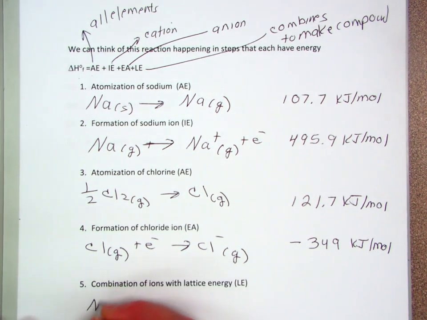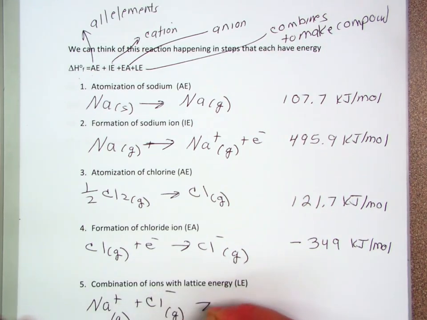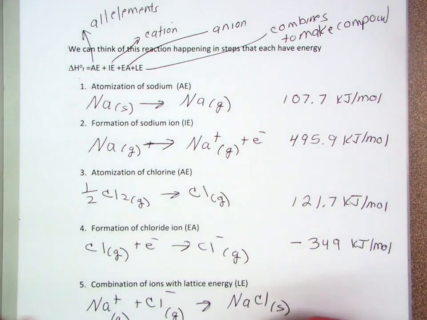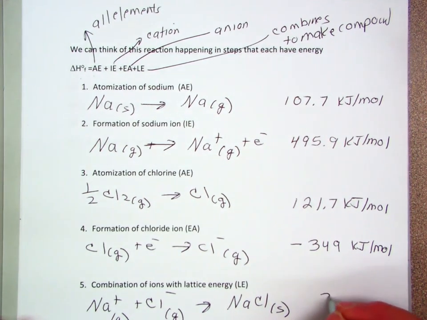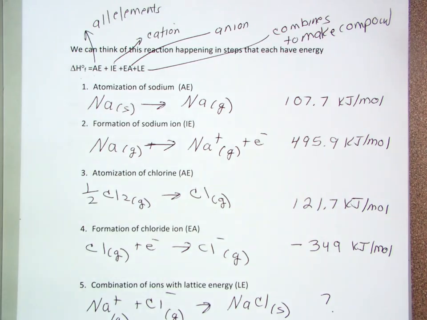Then the sodium ion and the chloride ion come together and they make sodium chloride. And this is the ionization or the lattice energy. And that is our unknown in this problem.